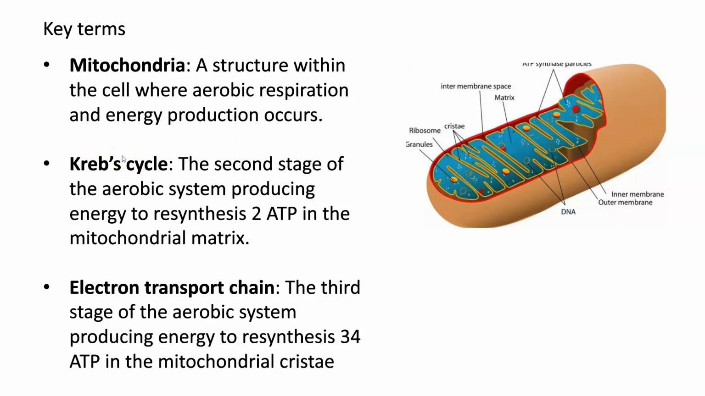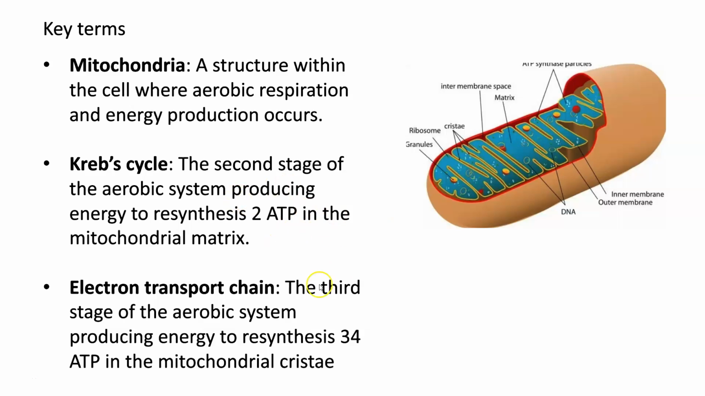Something else we need to be aware of is the Krebs cycle. The Krebs cycle is the second stage of the aerobic energy system. This produces 2 ATP and takes place in the matrix of the mitochondria. Then the third stage is the electron transport chain, or electron transfer chain, where we actually synthesize the 34 ATP, and this takes place in the mitochondria cristae.